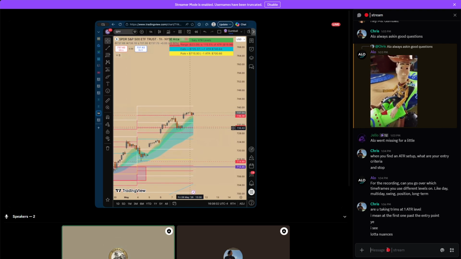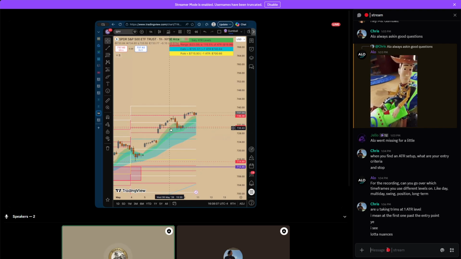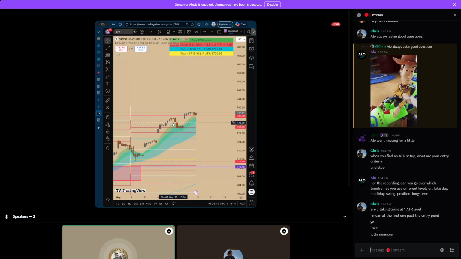Set it up nice and pretty. Yeah, so these are weekly ATRs, and even these are pretty good. You can see we get that open right at Golden Gate. You can target Golden Fib. It's a nice little $4 move.